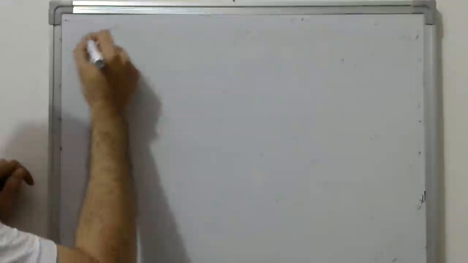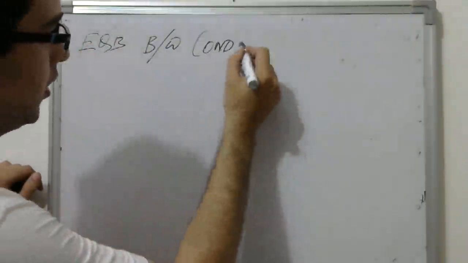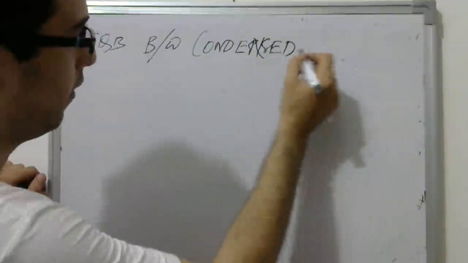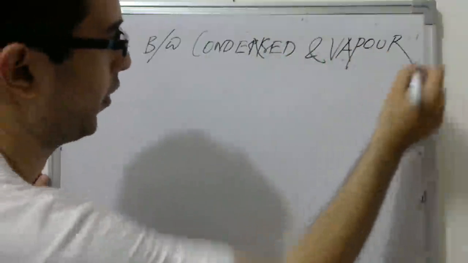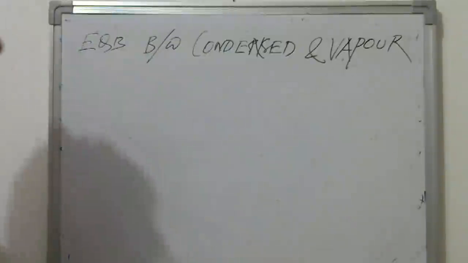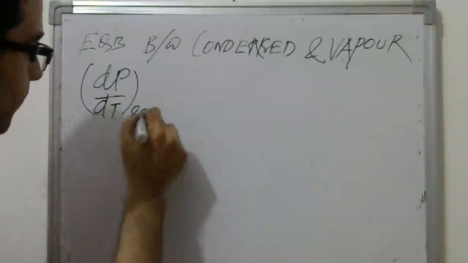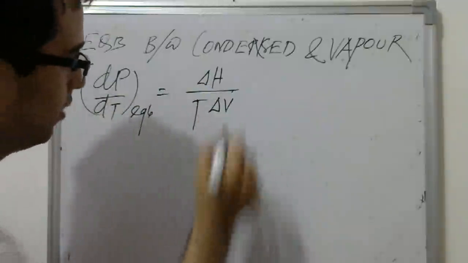So now this is the important part, the equilibrium between condensed phase and vapor phase. Equilibrium between condensed and vapor phase. So what we have talked about, we have seen that dP/dT at equilibrium is given by delta H by T delta V, right?